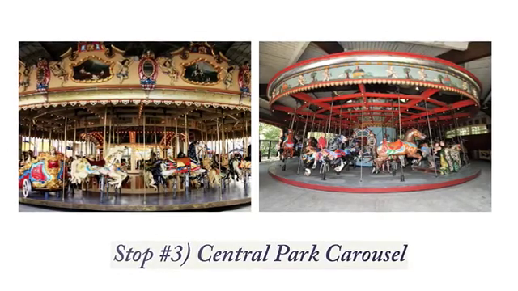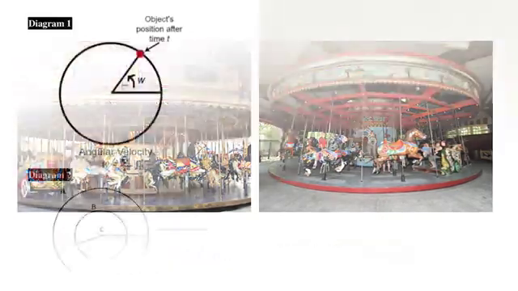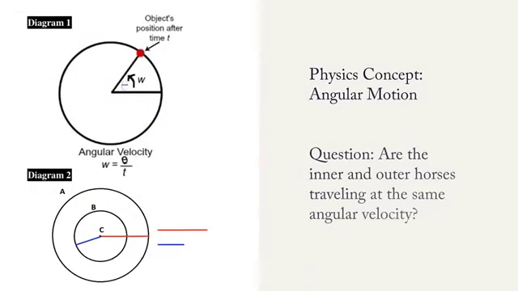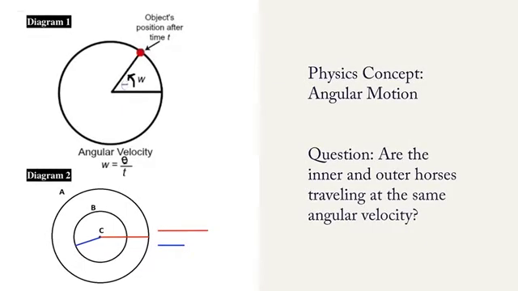They may seem like they are, but the angular velocity is really defined as the angular displacement of an object during a time interval as seen in diagram 1. With this information, do you still think that the horses are traveling at the same velocity?